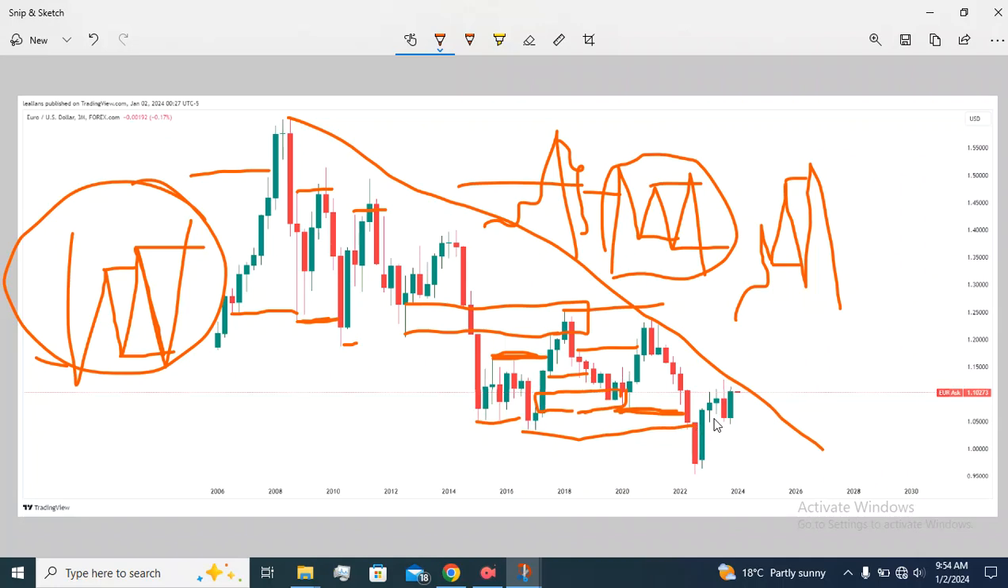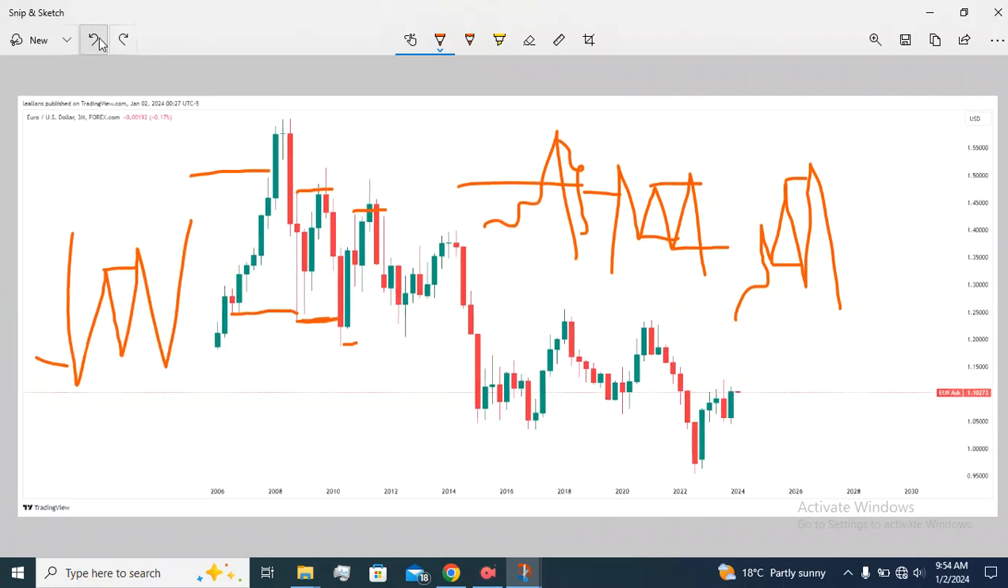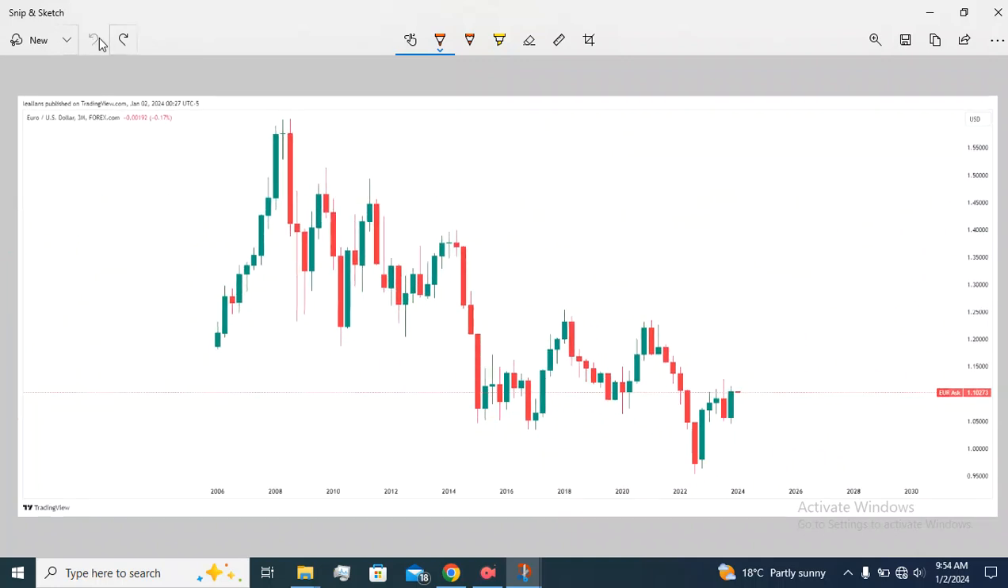The liquidity was taken, and after taking that liquidity, you can see the market is now gaining momentum to rally up. Why do you think we are going? Why do we think we are going? Yeah, that is the question that we should ask ourselves.